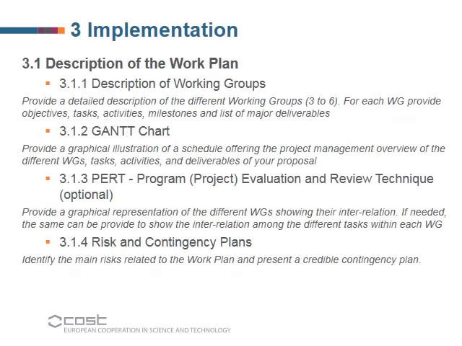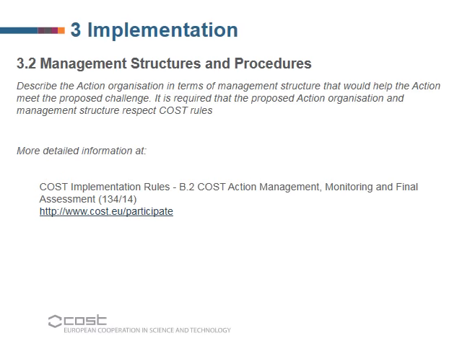Description of the work plan. Describe in detail your working groups. You can have between 3 and 6 working groups. Use a Gantt chart to give an overall view of the project management. You can also add a PERT chart. Finally, provide a risk and contingency plan. Management structure and procedures. Describe the action organization and management structure. You will find the different positions in the document B2 COST Action Management, Monitoring and Final Assessment.